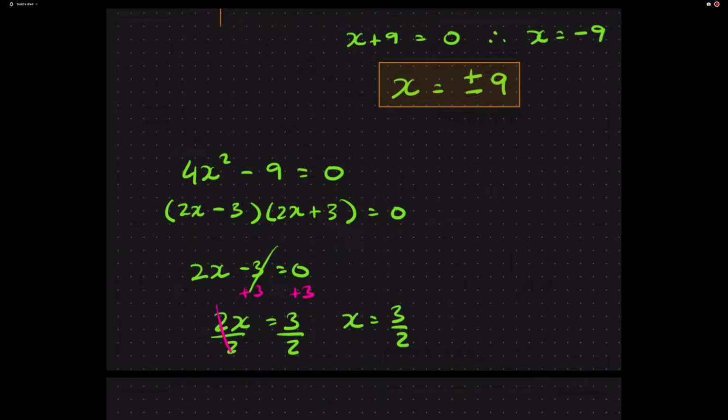Looking at the other one right here, if I follow that, then x should equal a negative 3 over 2. So another way to write this is that x equals positive or negative 3 over 2.